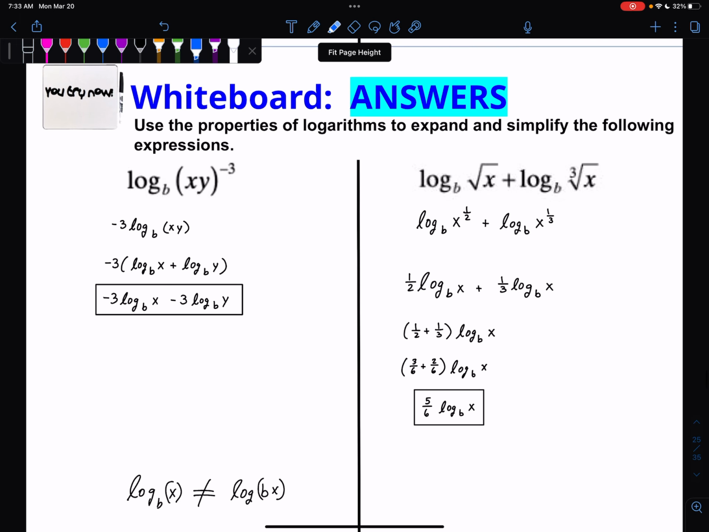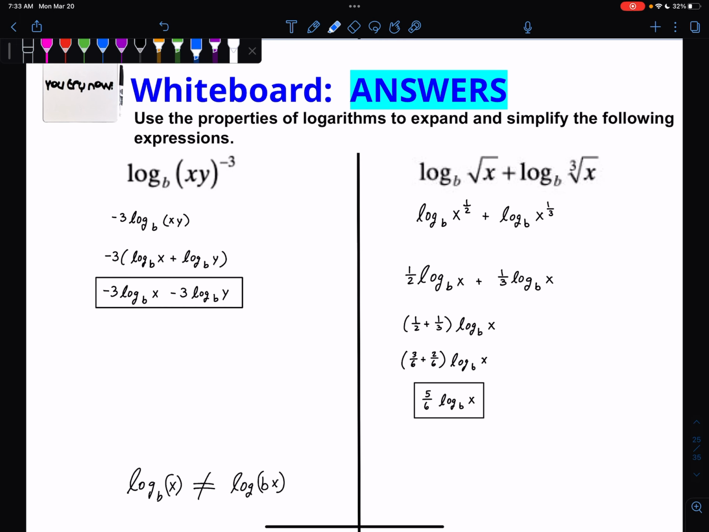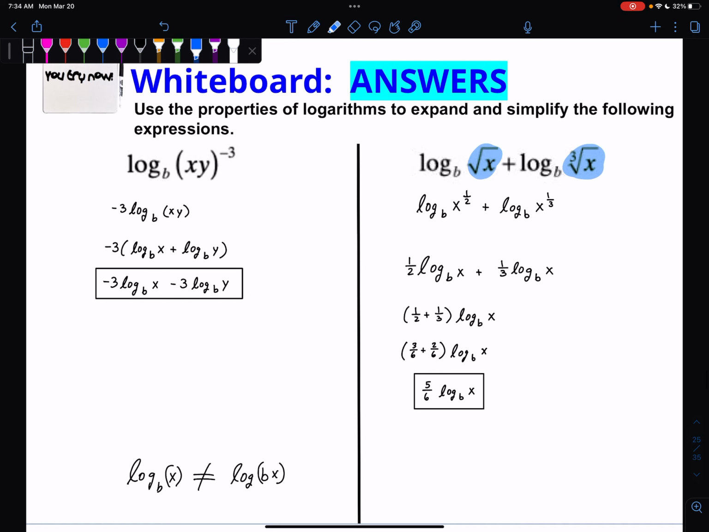Here are our answers for this. So you're going to have xy to the power of -3. You're going to put the -3 in front of everything, because it applies to both of those terms, right? So you're going to distribute that -3 into the x log base b of x and log base b of y. And on the right side, remember we talked about this: square root of x is really x to the 1/2. Cube root of x is x to the 1/3. I mentioned that before. There was a reason. So the 1/2 and the 1/3 come in front.